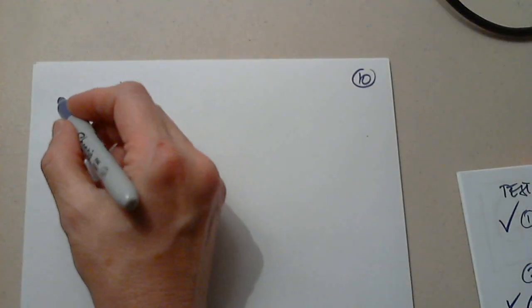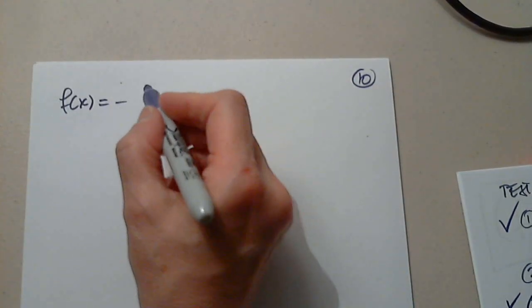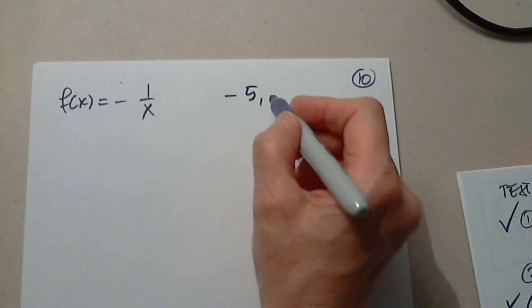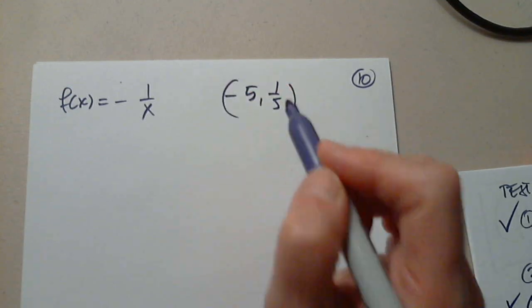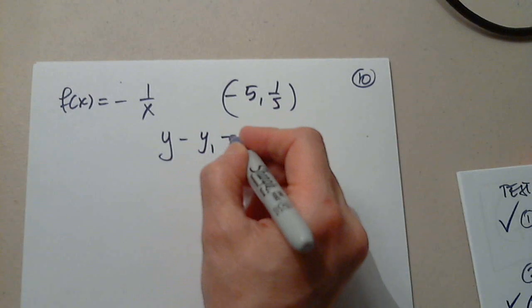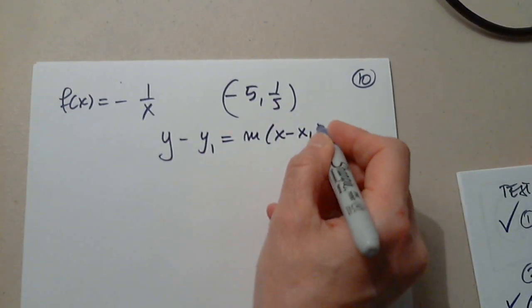Yes, I'm ready for any function. It was f of x equals negative 1 over x. Good? The coordinate was negative 5, comma 1 over 5. Yes, perfect. So we want to find the equation of the tangent line, y minus y1 equals the slope times x minus x1.